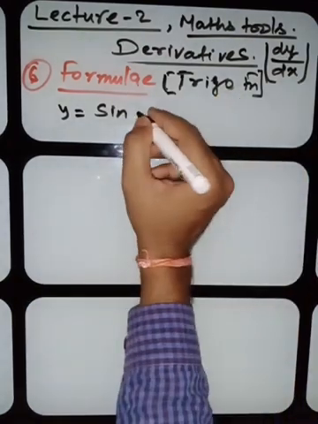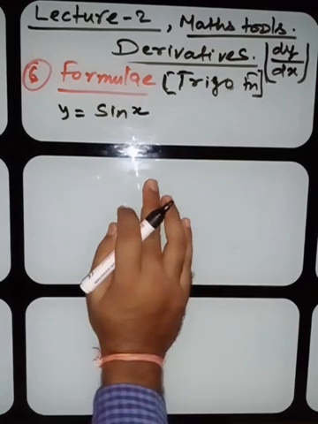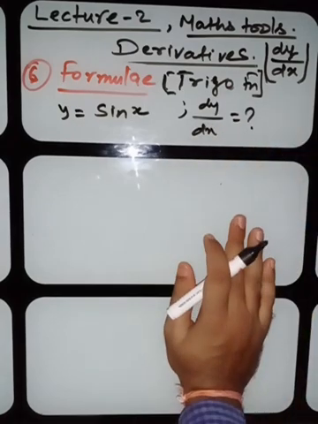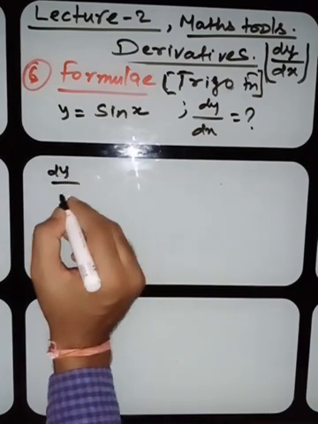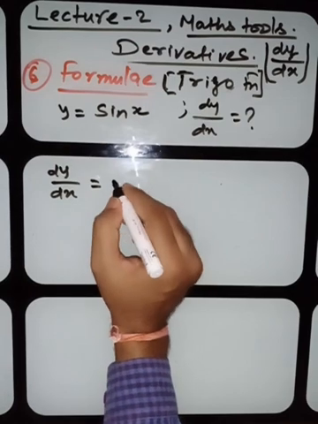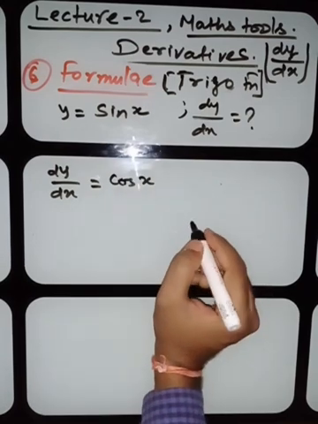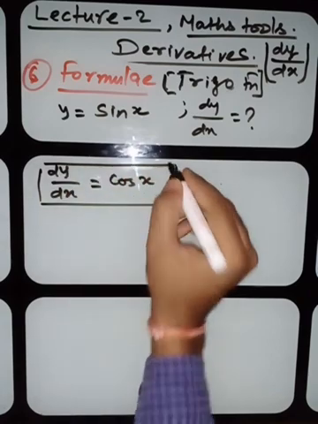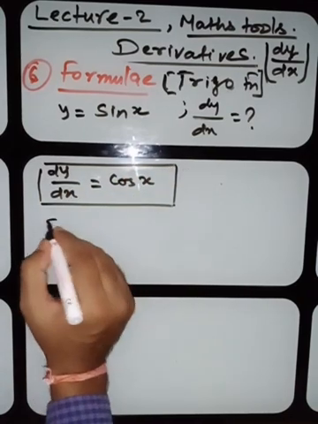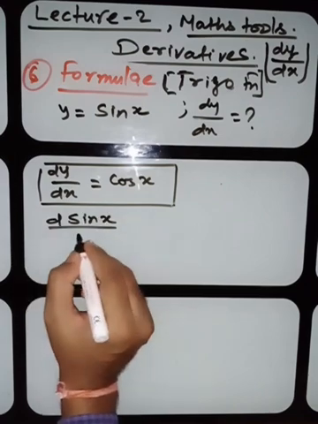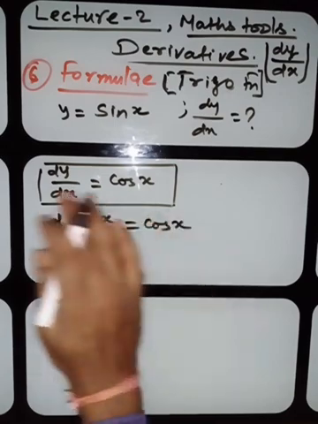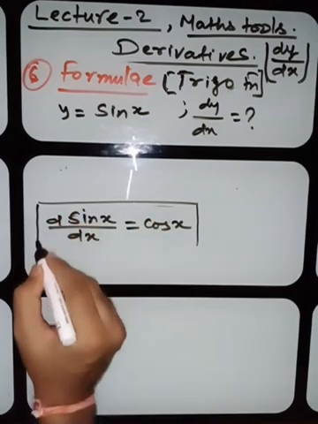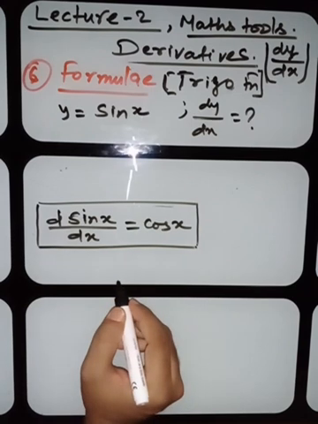All right. Now sine x. If any function is sine x, that is y = sin x, then what will be dy by dx? You have to remember directly the formula: the differentiation of sin x is cos x. Now this is the very important formula: d(sin x)/dx is cos x. If it is written, this will be the answer: d(sin x)/dx = cos x.